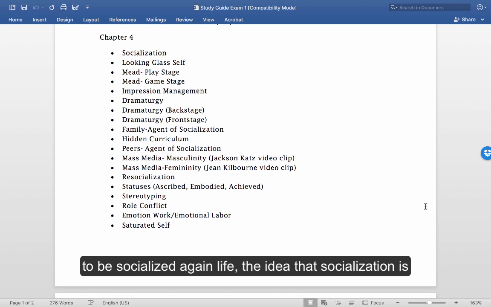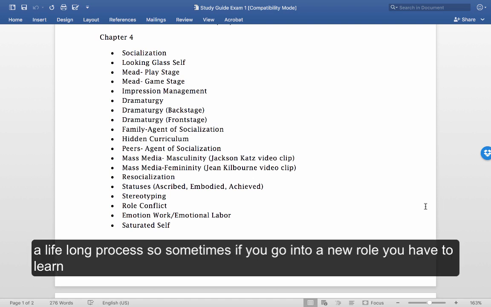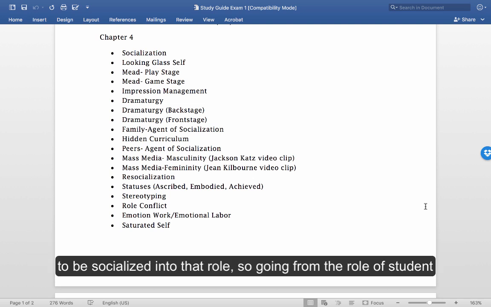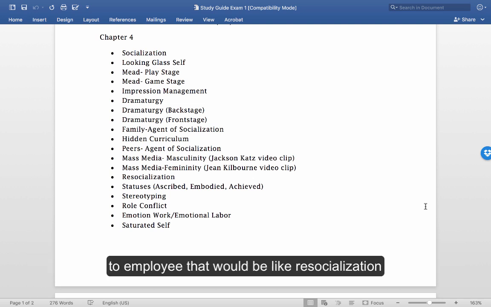All right, resocialization is just when people have to be socialized again in life, right? The idea that socialization is a lifelong process. So sometimes if you go into a new role, you have to learn to be socialized into that role, right? So going from the role of student to employee, right? That would be like resocialization.